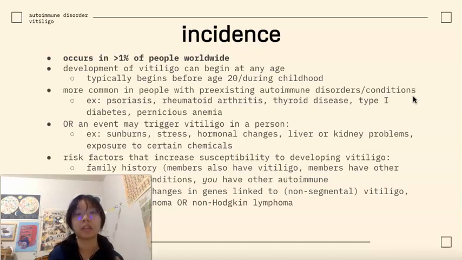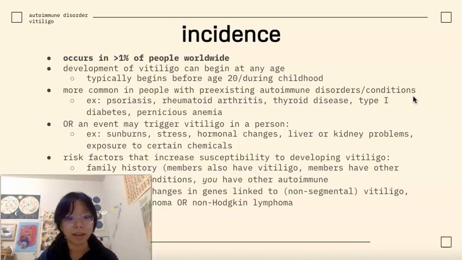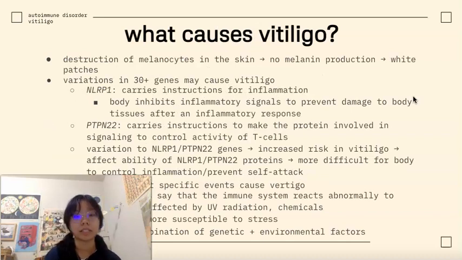There are also changes in many types of genes that are linked to vitiligo. And also, if you have or have had melanoma, which is a type of skin cancer, or non-Hodgkin lymphoma, you are more likely to develop vitiligo than other people.